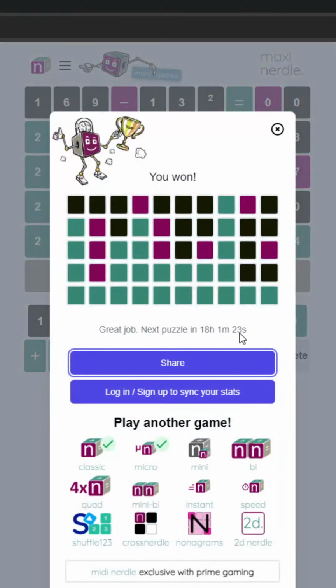Easy. Well, not so easy, but okay, that one took a little bit more out of my brain. Okay, which one next? I've done 4 so far. So we have bi, quad, mini bi, instant, speed, 2D, nanograms, cross nerdle, shuffle, 1, 2, 3. Any recommendations?